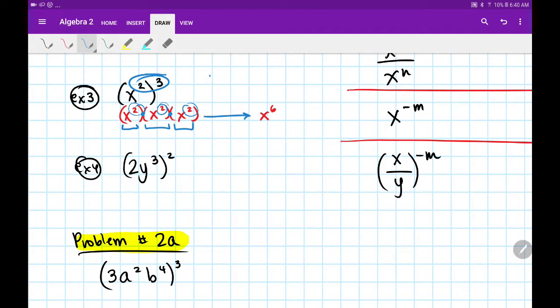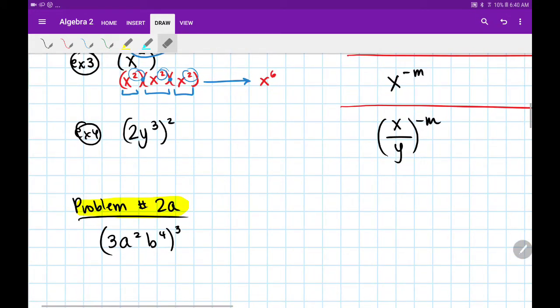Now let me make a clear distinction. Before, we were doing this, and then we would add our exponents. Now, if we take this exponent directly to another exponent, we're going to multiply. It's almost like the distributive property here. We're going to multiply them.